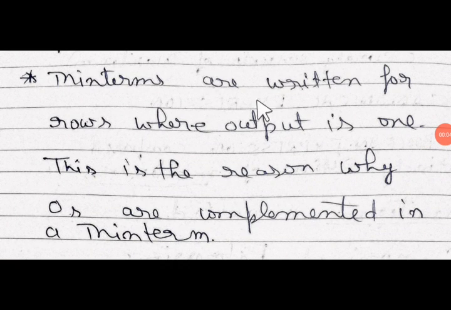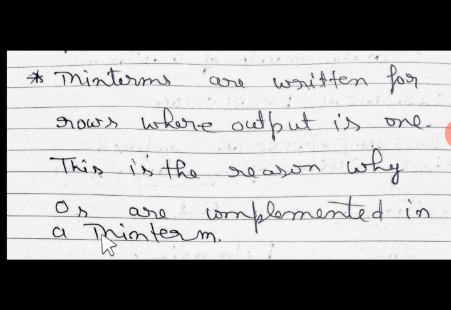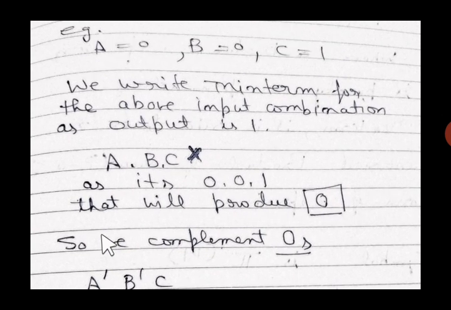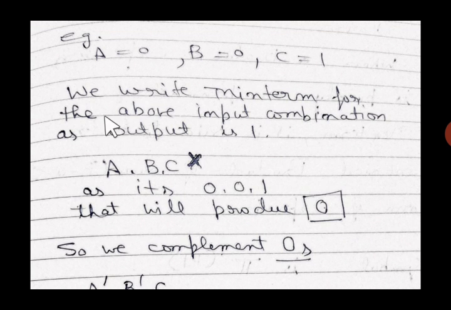Min terms are written in a truth table for rows where the output is 1. This is the reason why zeros are complemented in a min term. Let me show you with an example. Here you can see that 3 variables are there. These are taken from the truth table. A has value 0, B has value 0, and C has the value 1. We write the min term for the above input combination as the output is 1.